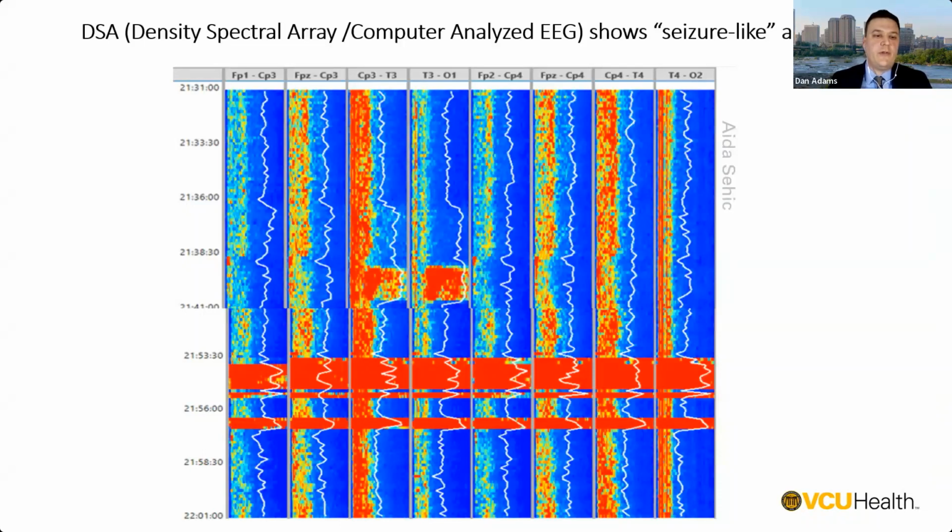The density spectral array, or DSA summary shown here, pinpoints the exact moment seizure-like activity was observed on EEG. Initially, there was a buildup of fast frequency activity over the left centrotemporal cortical region on the EEG, seen here, which then generalized a few seconds later, shown here.